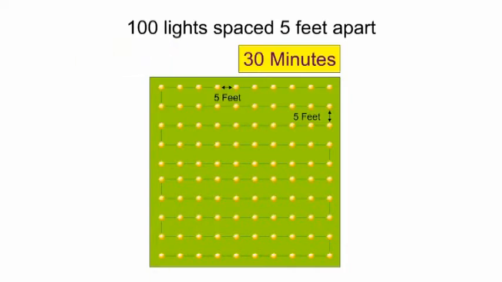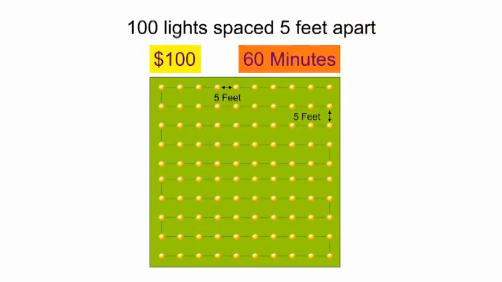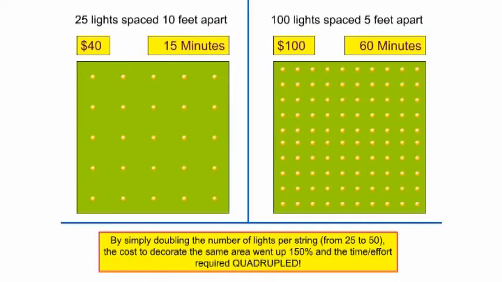This doubles the cost from $50 to $100 because now we have 2 sets. But that's not the worst of it. Let's look at what it does to our time. Our time goes from 30 minutes to 60 minutes because again, we've doubled the number of lights and the stakes we have to deploy. So what once cost $40 and took 15 minutes now costs $100 and takes an hour.